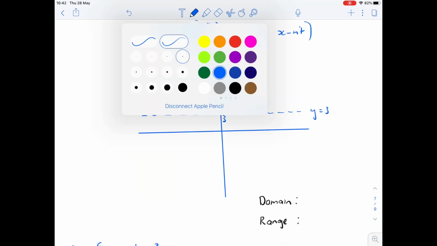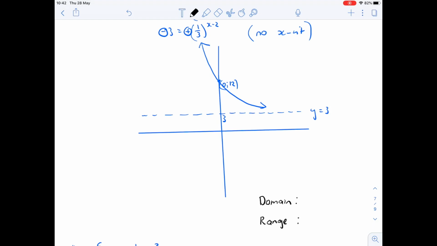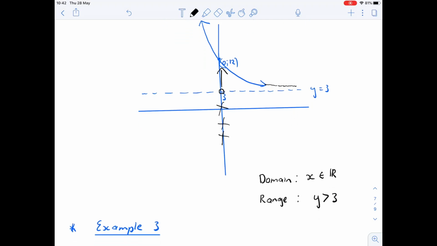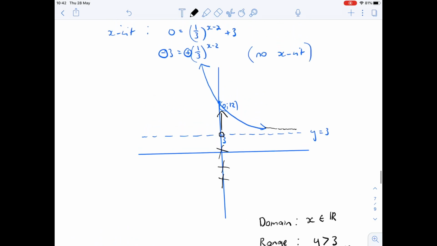And then let's finish off by doing the domain and range. Now remember, this graph is going to continue this way and continue up. So once again, my domain is going to be everything. X is an element of real numbers. And the range is not here. It just goes from 3 upwards. So once again, my y is going to be greater than 3. Not equal to 3, but greater than 3. If you want to write it in the other notation, it's going to be from 3 to infinity, both with round brackets.